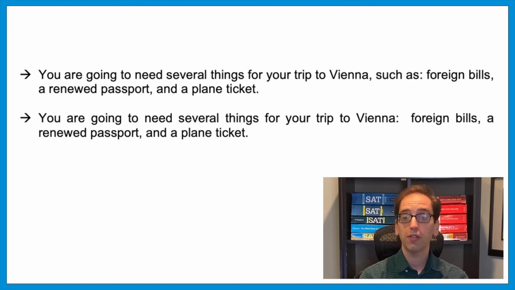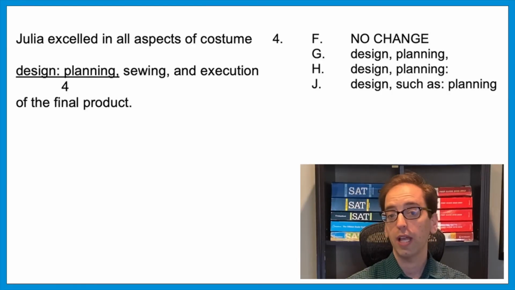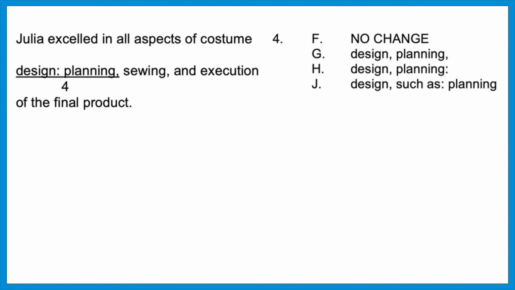So even though these sentences appear to be very similar, and they both introduce a list, the colon is only correct in the second one, and not in the first one. Let's try one more. Julia excelled in all aspects of costume design: planning, sewing, and execution of the final product. I'll give you a minute. Press pause, give it a try.